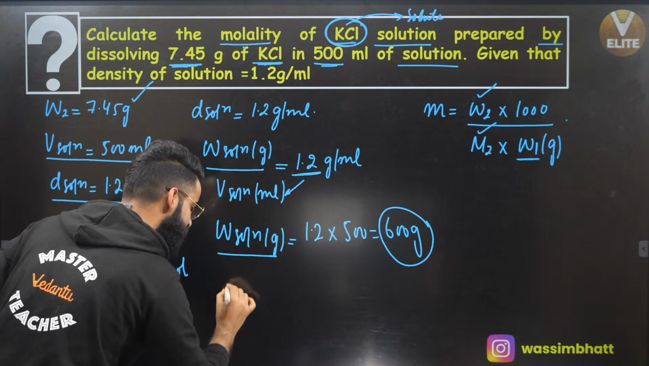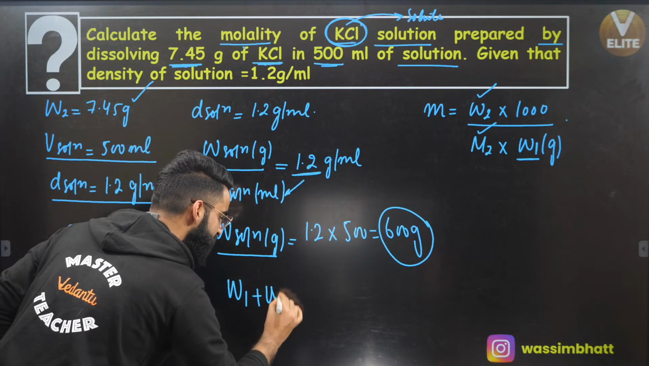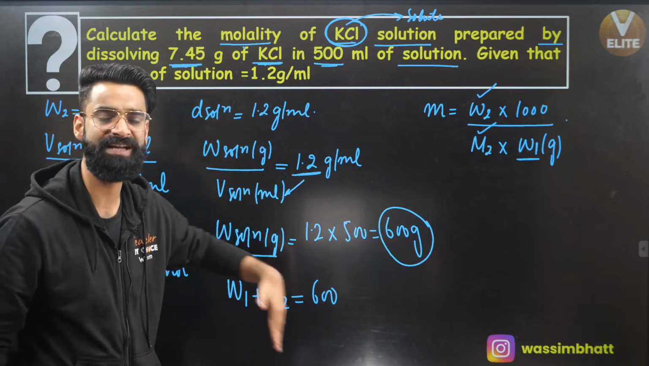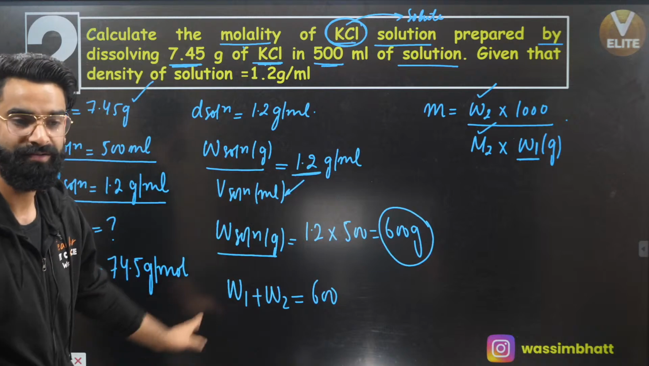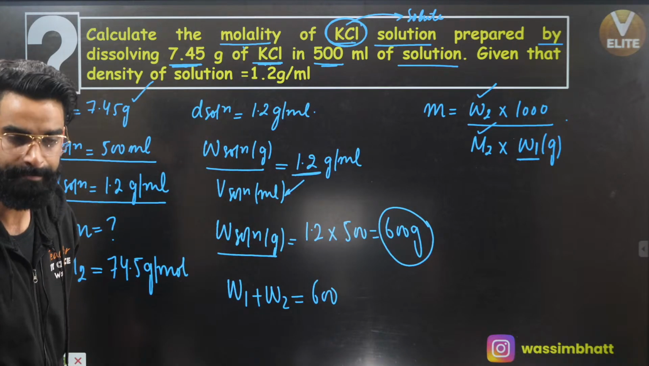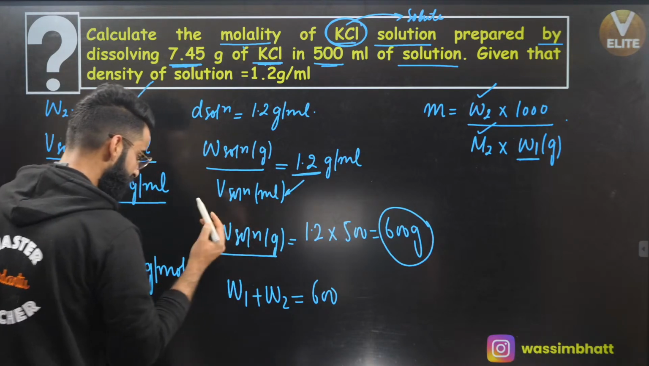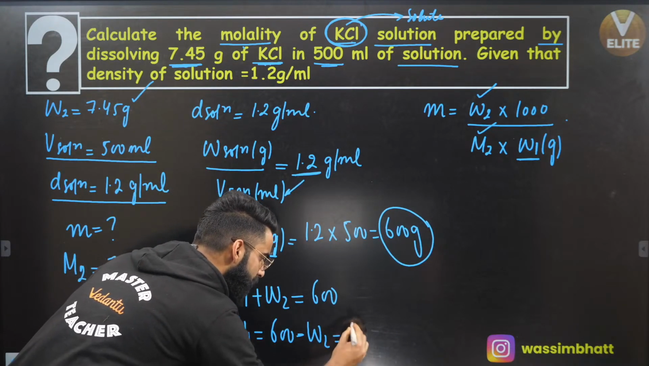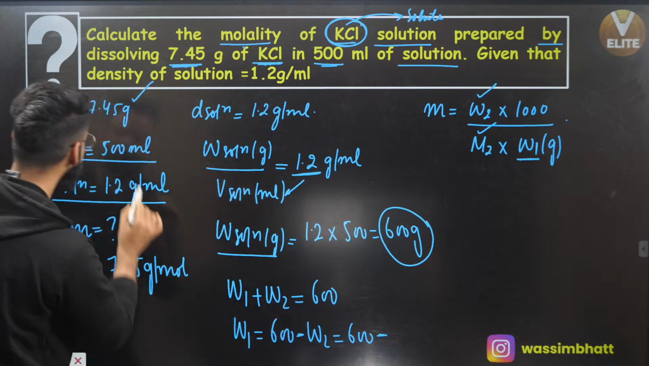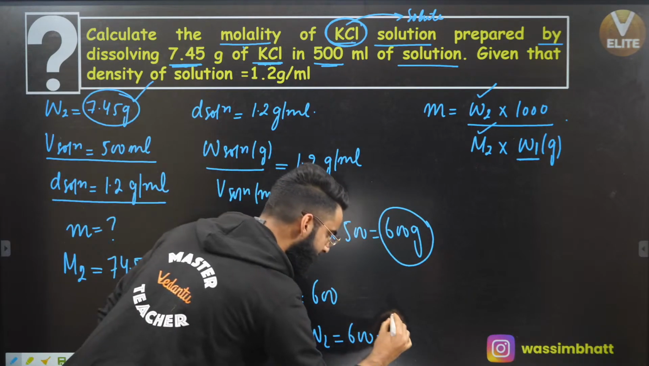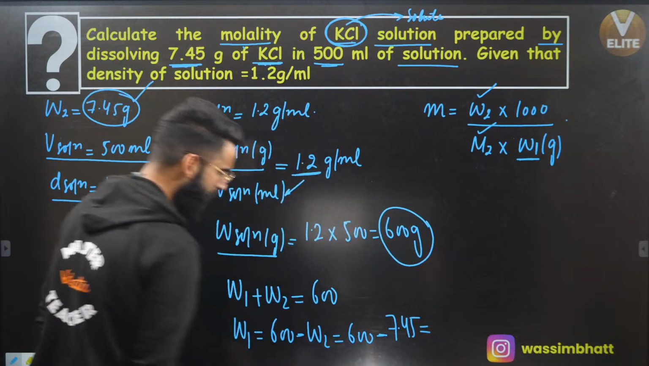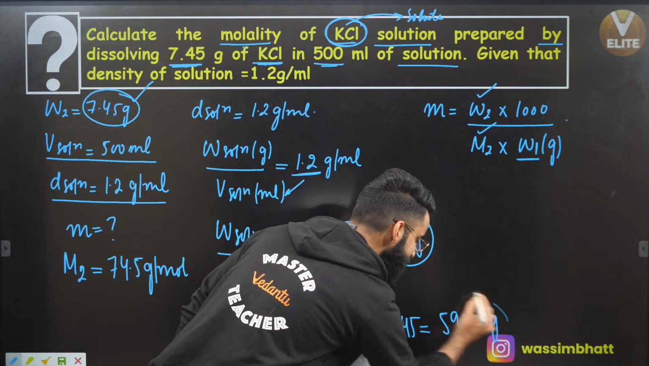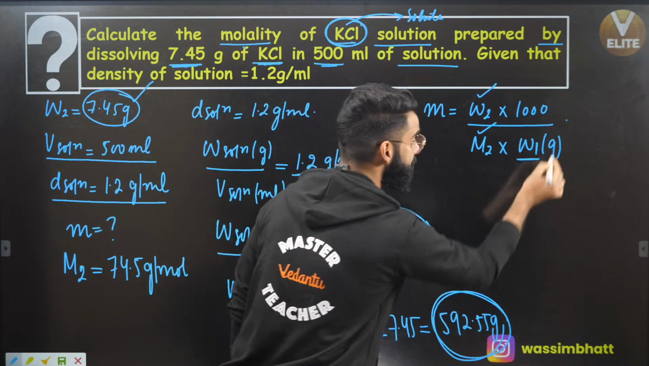If mass of solution is 600 grams, can I say mass of solute plus mass of solvent is basically 600 grams? That means W1 I can write as 600 minus W2. W2 value already we know, that is 7.45. So you get the value as 592.55 grams. So this is basically the mass of solvent which I'll be using in this equation.